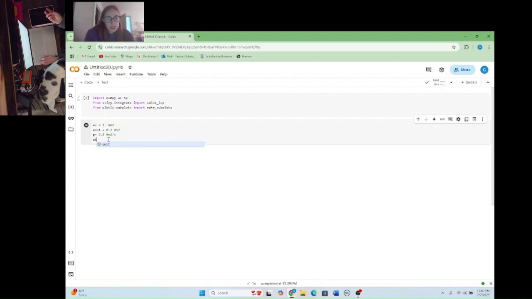And then we have our Q naught. Q naught is equal to 0.1 meters cubed per second. Okay, so we have a Q naught, we have that, we have gravity. Oh, we need our T end.